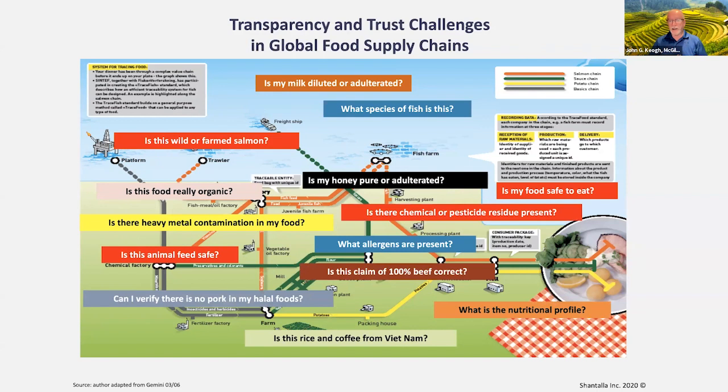And I won't go through all of these, but is this claim of 100% beef correct? We had something called blind trust in the food safety in Europe a number of years ago, but we know what happened with the horse meat scandal. And down here on the left, can I verify there's no pork in my halal foods? So lots of complexities out there, likely thousands of different technologies, many, many different languages, different regulatory frameworks and different standards that all work to bring products to market.